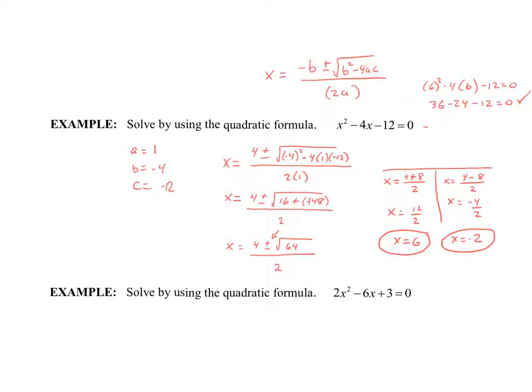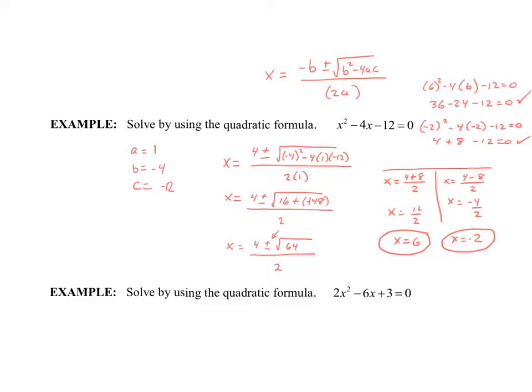Let me try the negative 2. If I do negative 2 squared minus 4 times negative 2 minus 12, does that equal 0? Well, negative 2 squared is 4. This becomes plus 8, and then minus 12 equals 0. Well, 12 minus 12 again equals 0. I know I'm correct. Good job. All right, let's try another one.